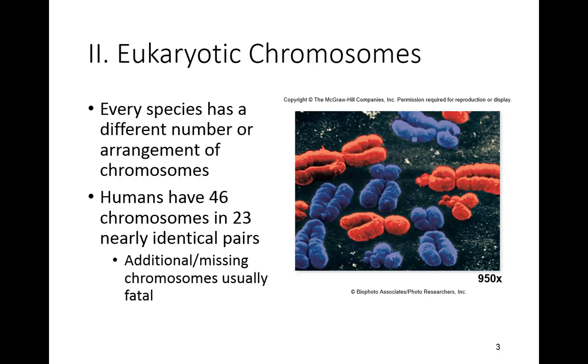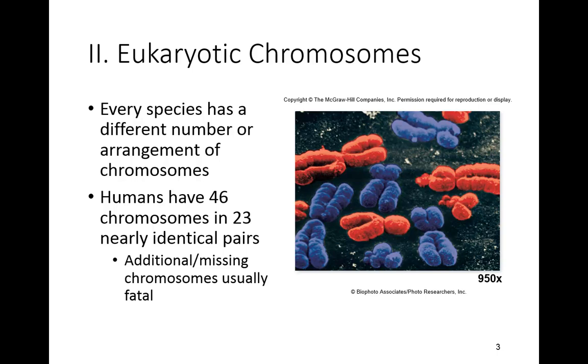Okay, eukaryotic chromosomes, if you remember, are linear in shape, and there is more than one in eukaryotes. Most prokaryotes only have a single circular DNA molecule. Every species has a different number or arrangement of chromosomes. For example, chimpanzees and humans have nearly the same number of chromosomes, all pretty much the same size. It's just that one of the chromosomes is flipped in chimpanzees compared to humans. So the number is the same, but the arrangement is different.